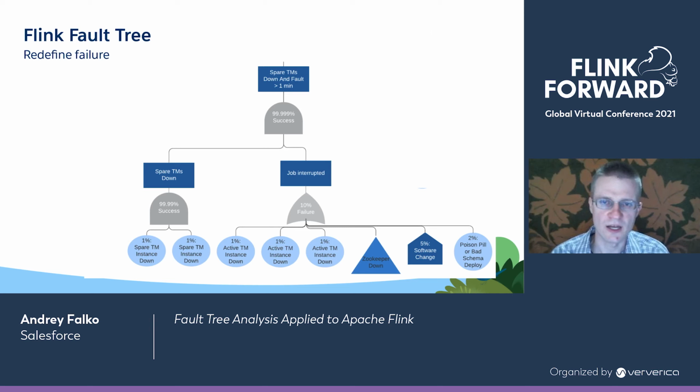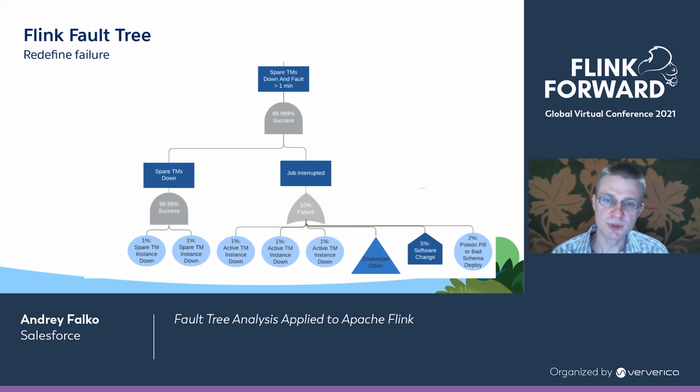On the right side, we determine a 10% chance of a job interruption if we have 3 active task managers and Zookeepers. We can factor in a 5% chance that humans will make a deployment within a 30-day period, which we can reduce by putting a change moratorium in place.